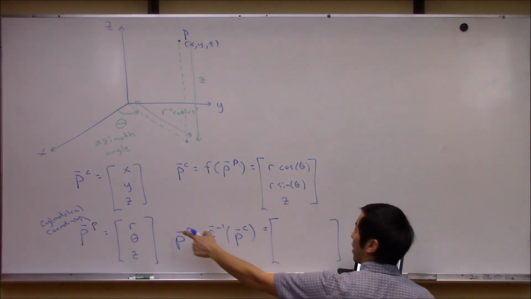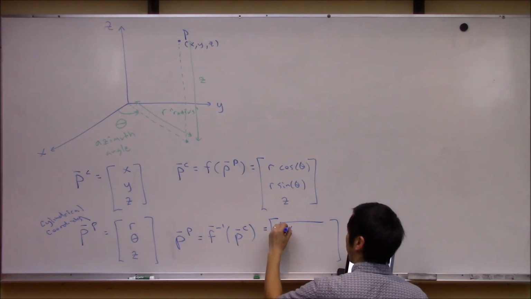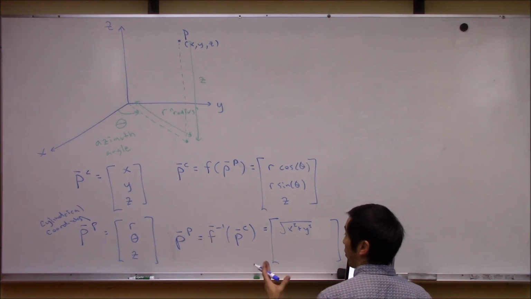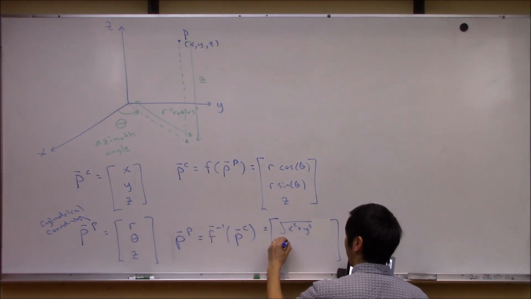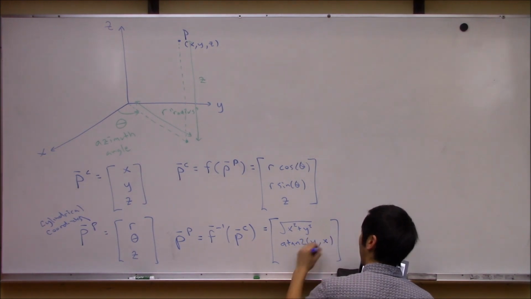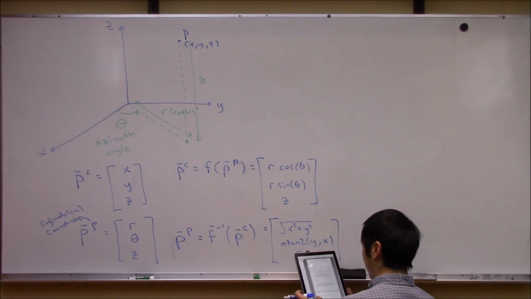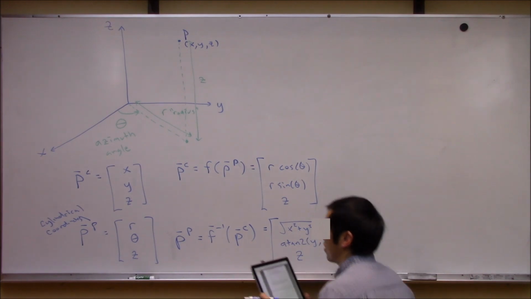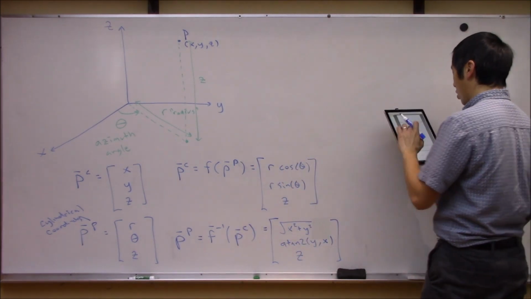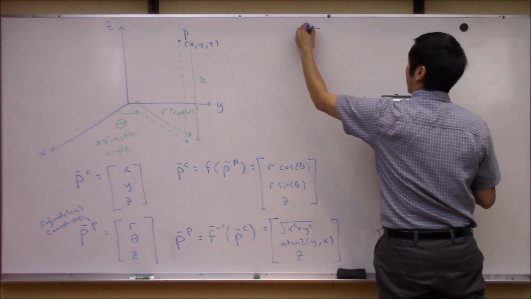So the radius r is just going to be the square root of x squared plus y squared. Theta we were going to be careful about. We were going to use atan2 of y and x. And then z is just z, right? So there we go. This is pretty simple. So let's take a look at an example just to make sure we're all on the same page.